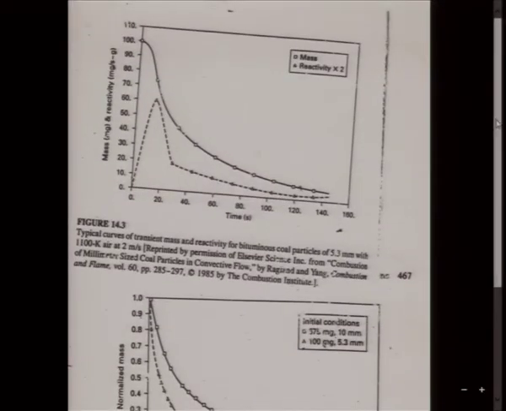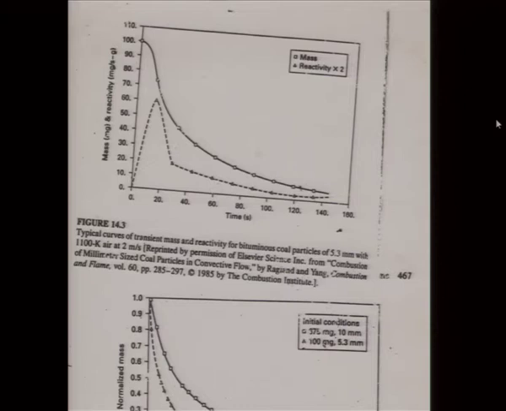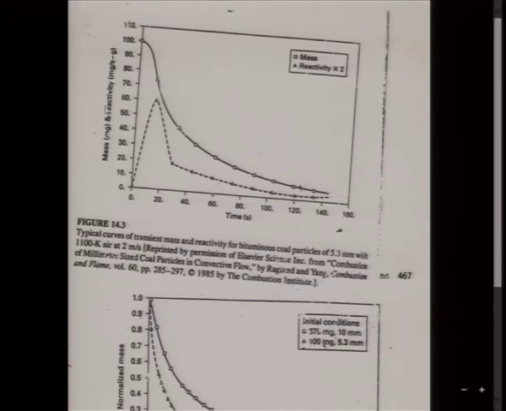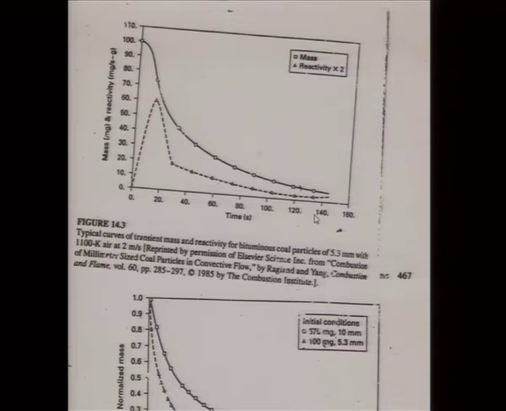Right, there is another one. Now this is for a coal particle. The last one was for a pine wood particle. This is for a coal particle, and this is again mass and reactivity plotted as a function of time. How are we doing these experiments? This coal particle is of 5.3 mm size, and like in the previous experiment, it is placed in an air stream which is at 1100 Kelvin. The air flow rate is small, just about 2 meters per second.